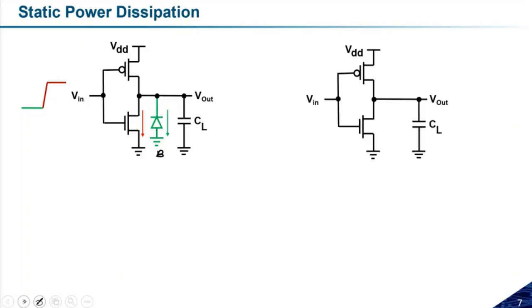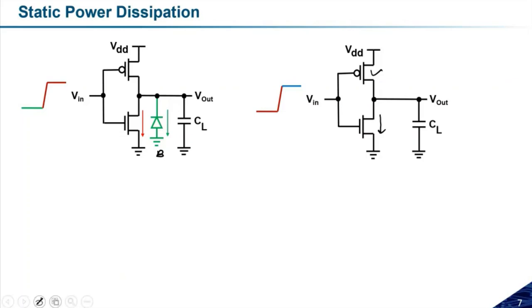Similarly, let us check the second case. Suppose I have an inverter something like this, and let us assume the input is at logic 1. If the input is at logic 1, then what will happen? This NMOS transistor is in the on state. But the PMOS transistor is in the off state, so that will create the reverse bias diode junction.